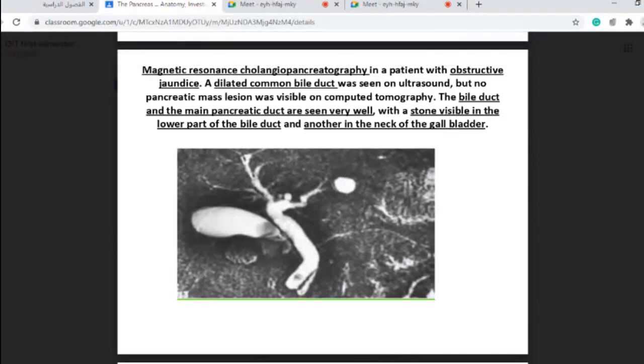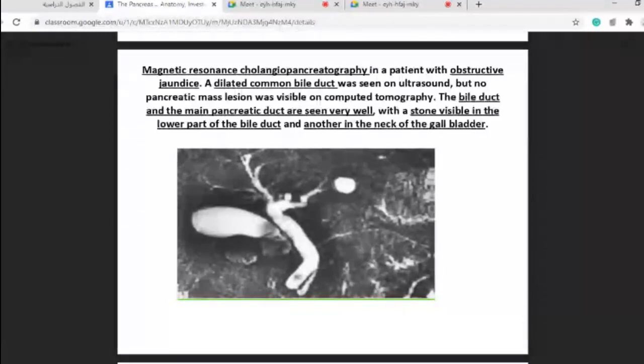MRCP, we call it magnetic resonance cholangiopancreatography. This is without contrast. The bile itself looks like contrast. Okay, the bile itself acts as a contrast. So this is without contrast. MRCP, magnetic resonance cholangiopancreatography. There it is very clear: obstructive jaundice.